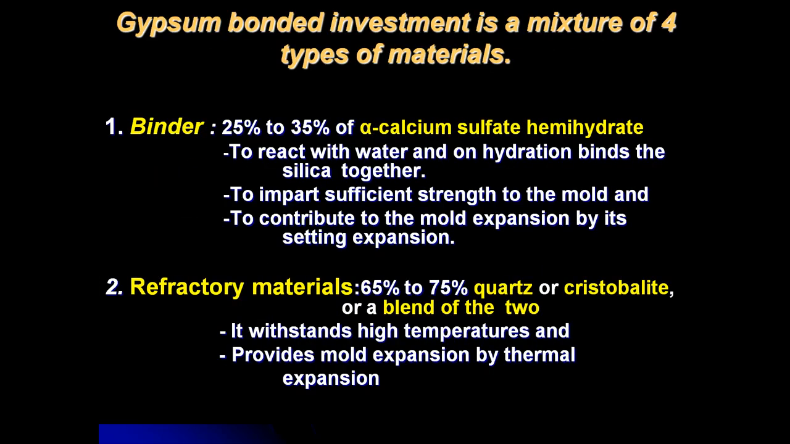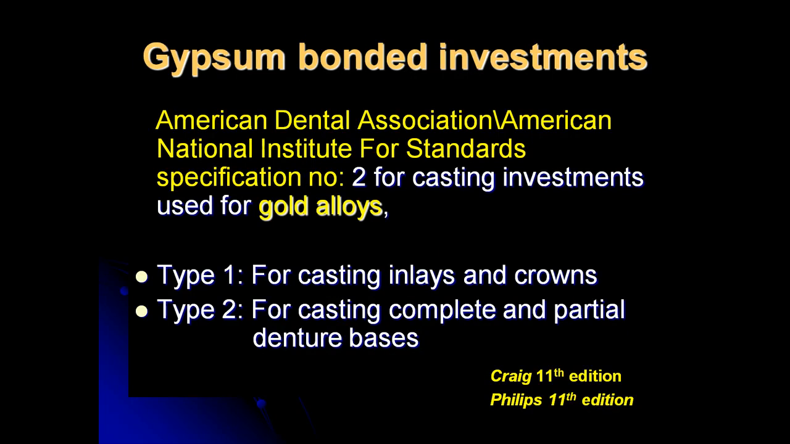Before starting with the gypsum bonded investment as a mixture, I would like to tell you some important points. Please note it down. Alpha hemihydrate acts as a binder in gypsum bonded investment material. As you all know, it is used for gold alloys. When heated above 700 degrees Celsius, decomposition occurs and silicon oxide is emitted, which contaminates the casting. Very important line, please note it down.